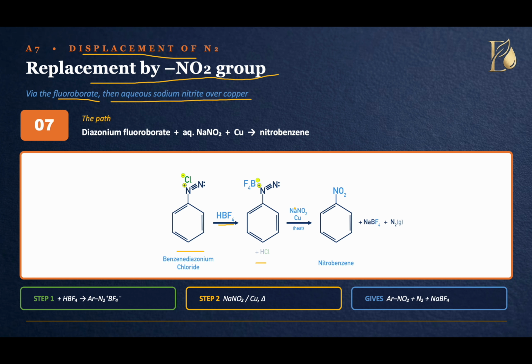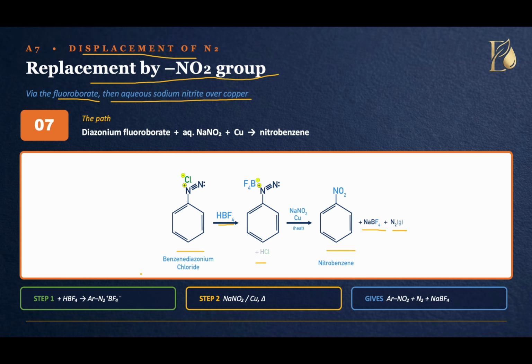Now after that we are treating with aqueous sodium nitrite in the presence of copper, and on heating what will we get? We will get the final product, that is nitrobenzene. Along with that sodium fluoroborate, NaBF4, and N2 gas are also produced.